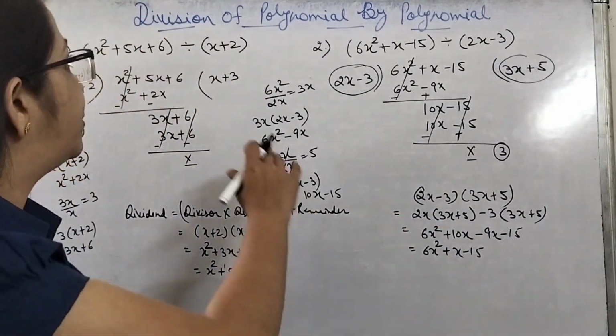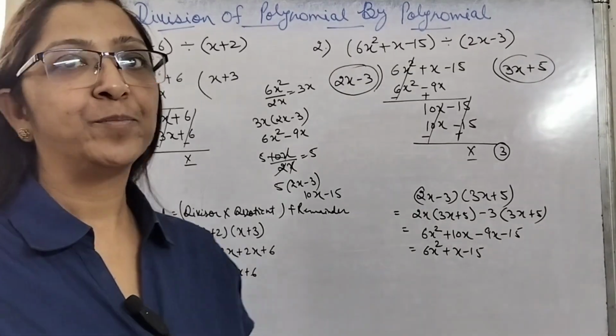This is how we can divide a polynomial by another polynomial. Hope it is clear to you.